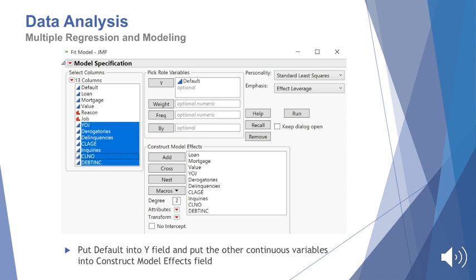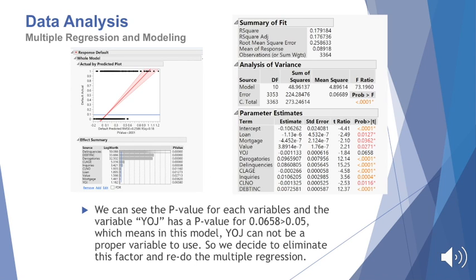And in order to gain more insight and build a predictive model for our evaluation, we decided to do a multiple regression for our business case. We put the default in the Y field and put the other variables into the construct model effects. So we got the result as we can see from the screen, and we can easily see that this model is pretty good.